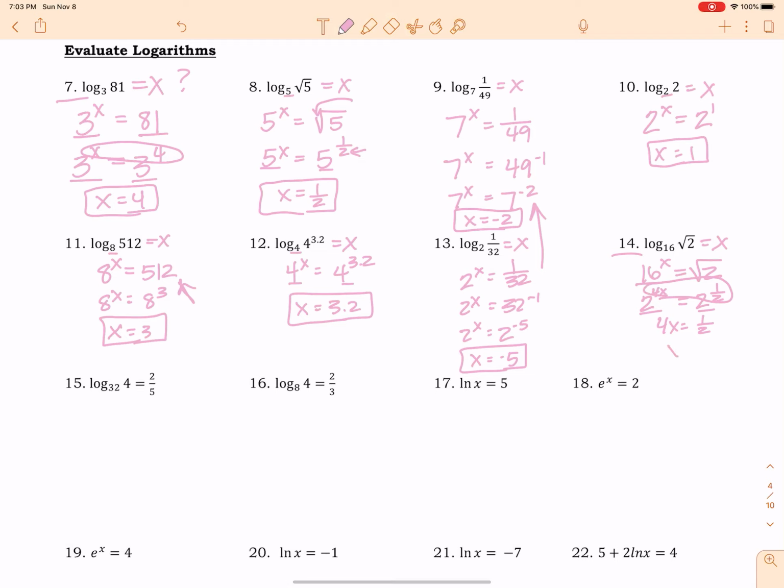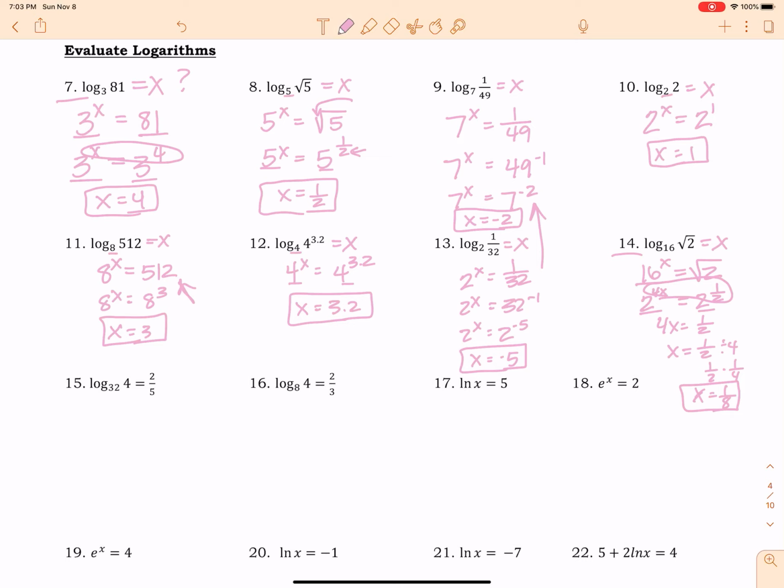And then, of course, I can just divide both sides by 4. So 1/2 divided by 4 is actually 1/2 times 1 over 4. So x equals 1 over 8 here. Beautiful. Okay, let's skip down and look at 15.